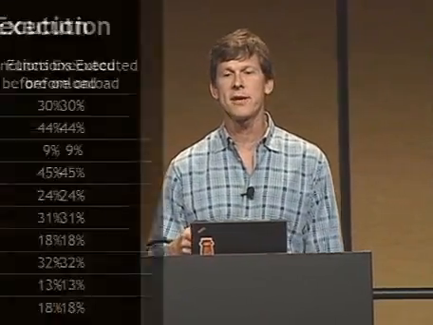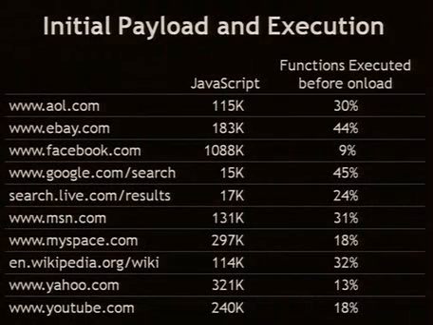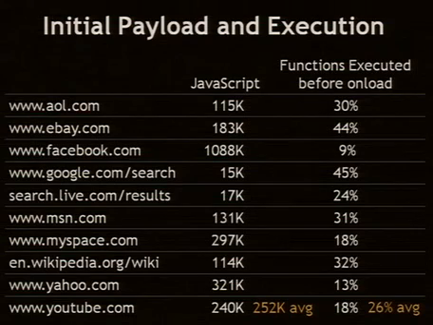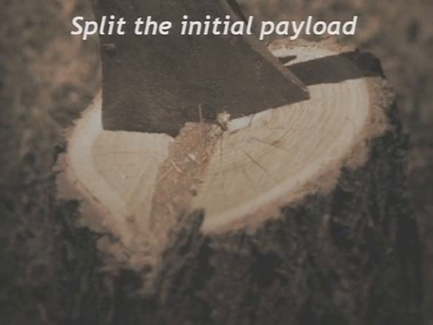So here we see, for example, AOL downloads 115K. Only 30% of the functions are executed by the time the onload event happens. Facebook, with a meg, only 9% is used. So the average across these 10 sites is about 250K of JavaScript downloaded, and only 26% on average is executed by the onload event. So this best practice of splitting your JavaScript code and lazy loading the part that you don't need for the initial rendering is something that could really benefit these sites.